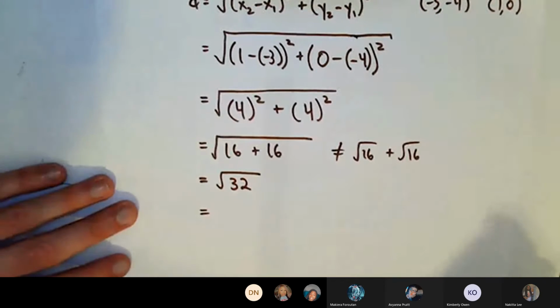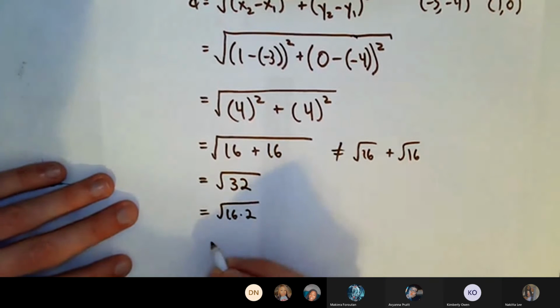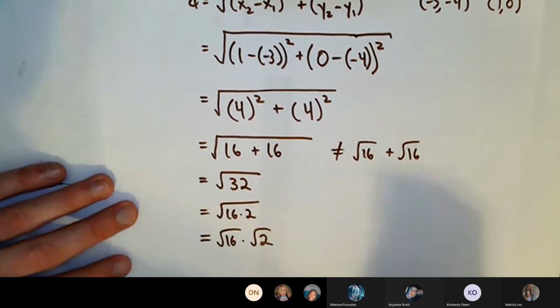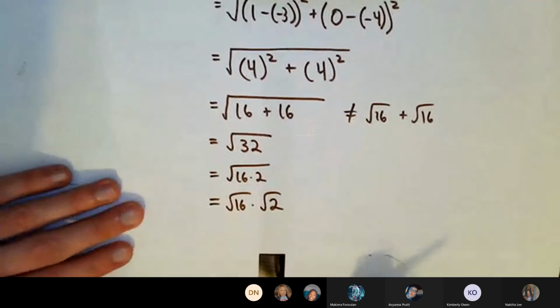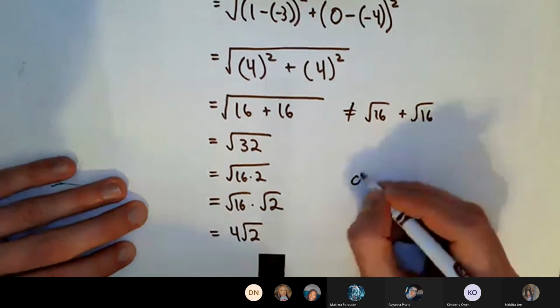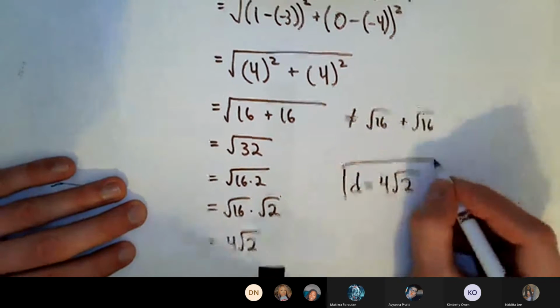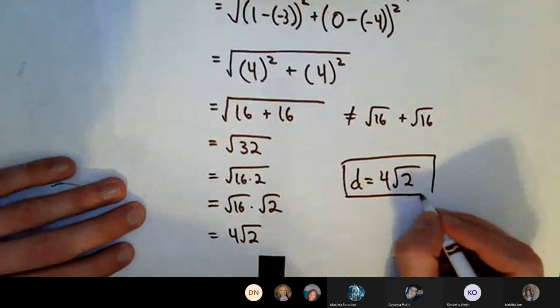And then can I simplify this? Yeah, that's the square root of 16 times 2, which is the same as the square root of 16 times the square root of 2. Now I can split it around multiplication, see? And then that's going to give me 4 square roots of 2. So long story short, D is 4 square roots of 2, which is some number.